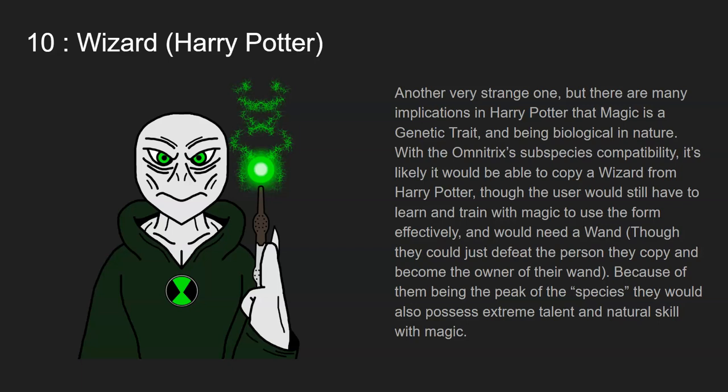I gave them the Elder Wand in this picture because I thought it would be cool, and I based them off of Voldemort because he's the least human-looking wizard. I could have also used goblins, but I figured wizard would be more interesting to talk about. Because of them being the peak of the quote-unquote species, they would also possess extreme talent and natural skill with magic, especially if you scanned Voldemort.